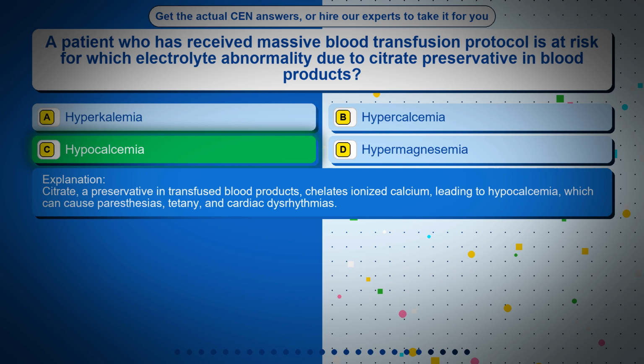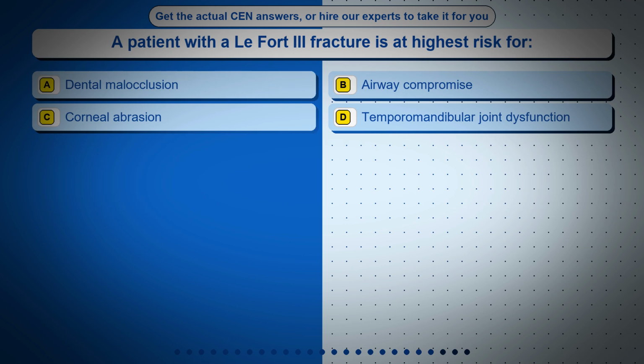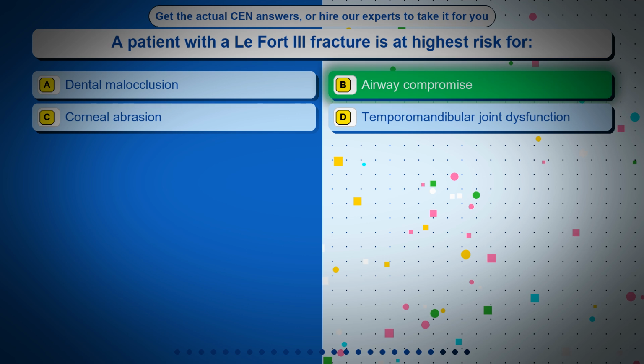Question 22. A patient with a Le Fort 3 fracture is at highest risk for: Option A, dental malocclusion. Option B, airway compromise. Option C, corneal abrasion. Option D, temporomandibular joint dysfunction. The correct answer is option B, airway compromise.